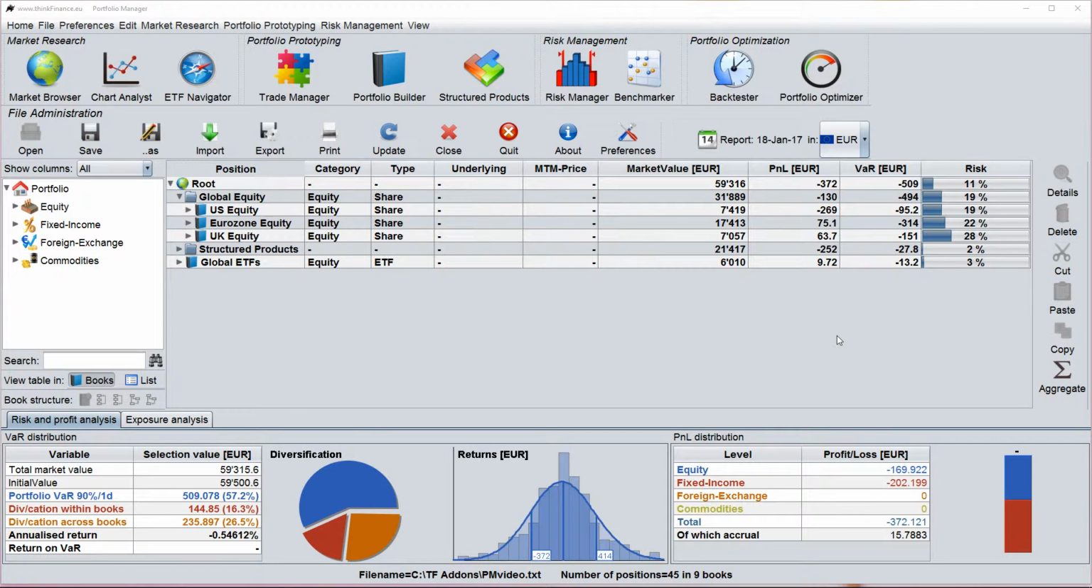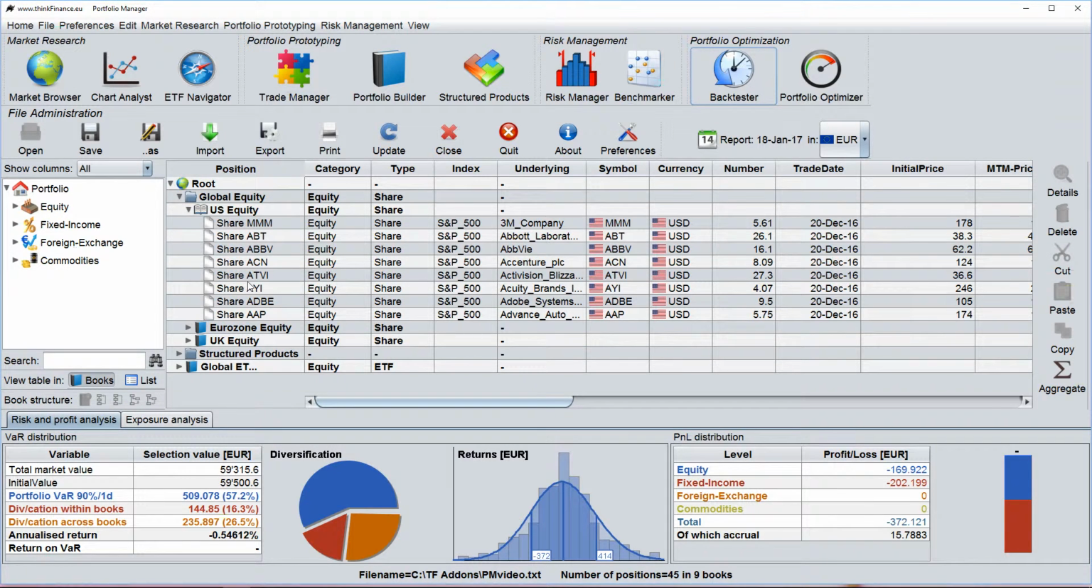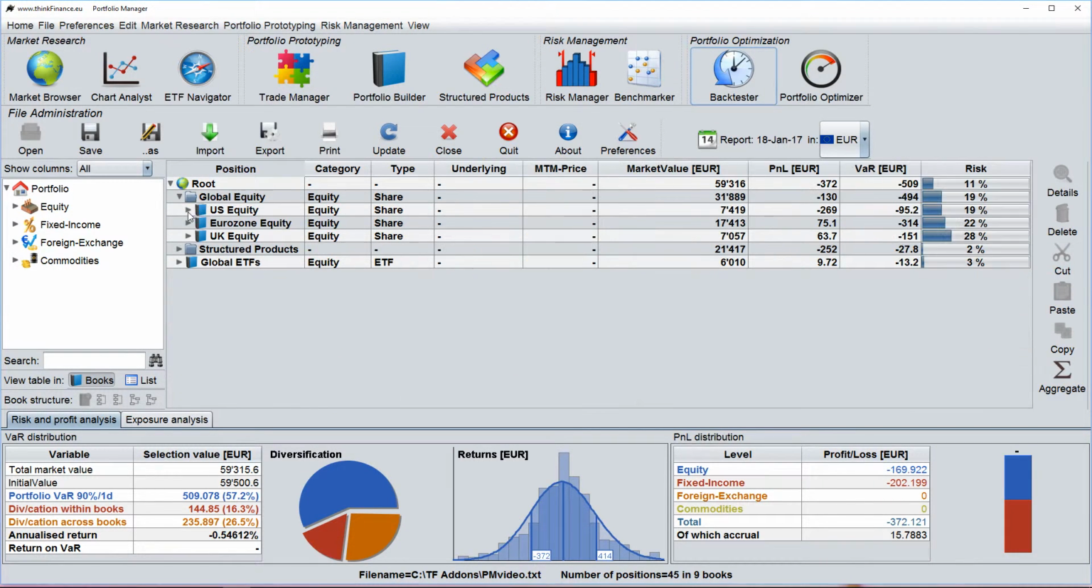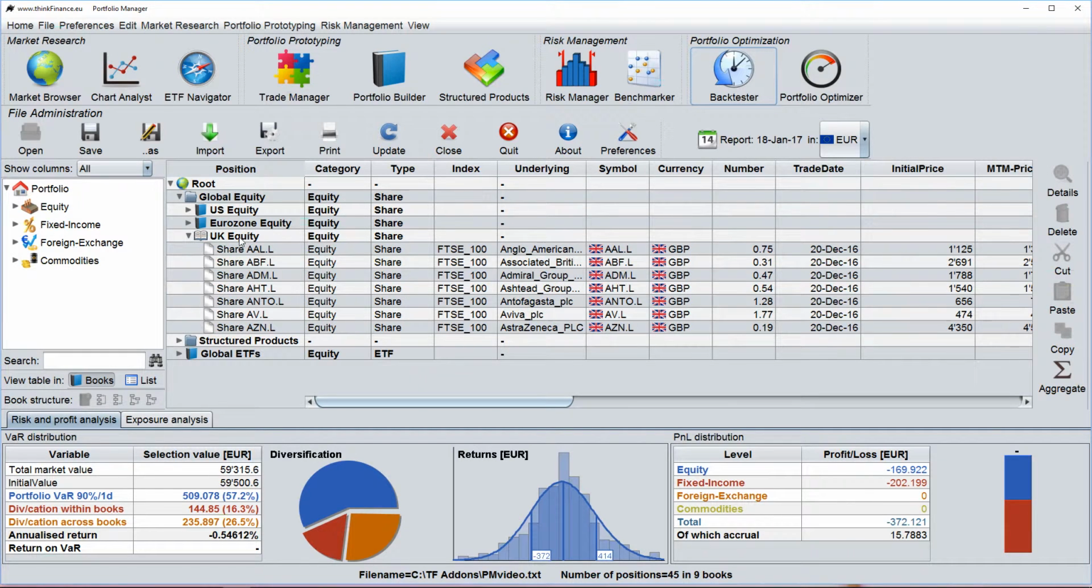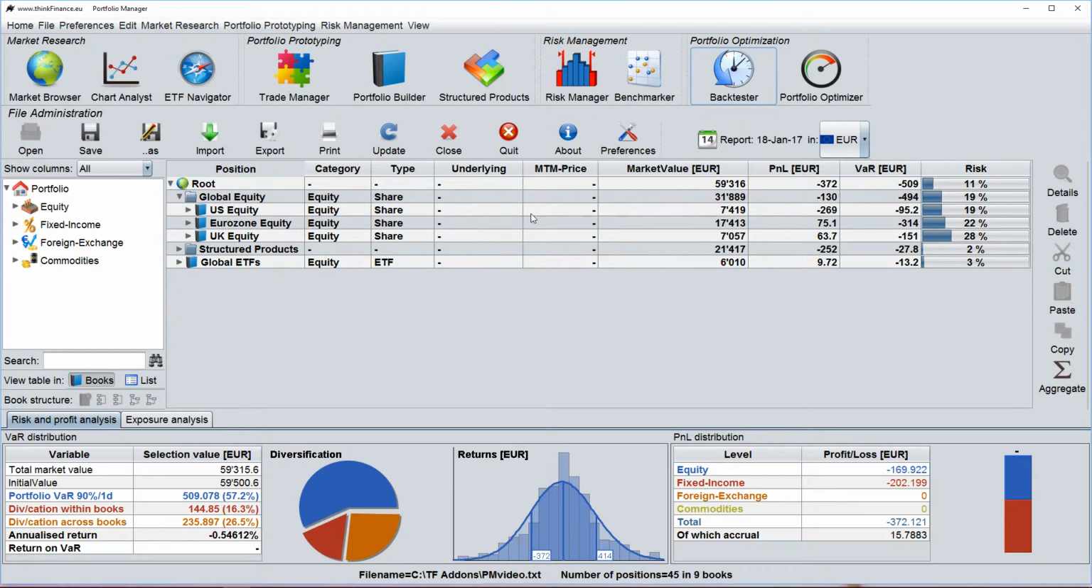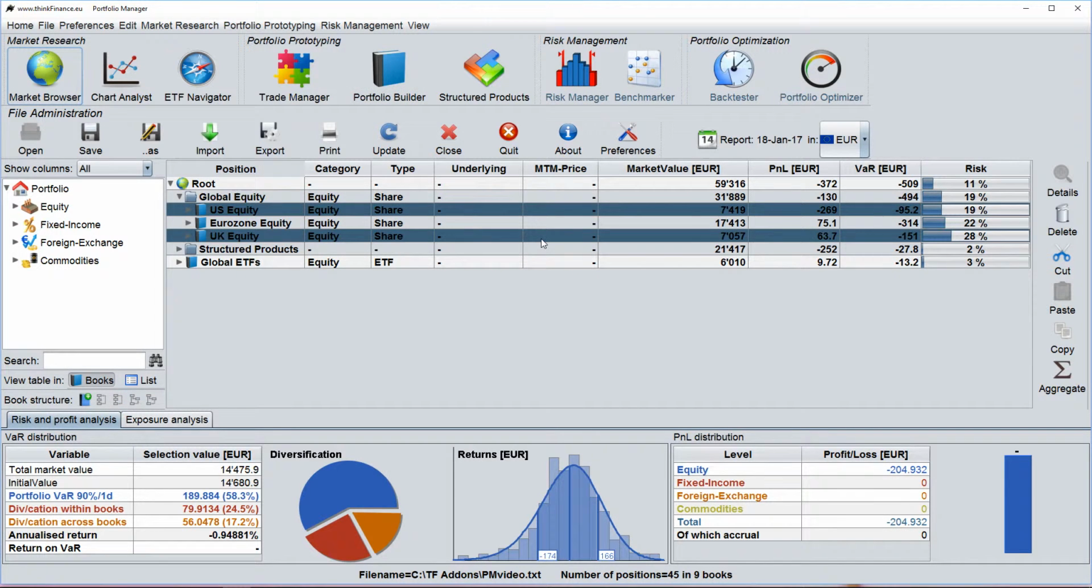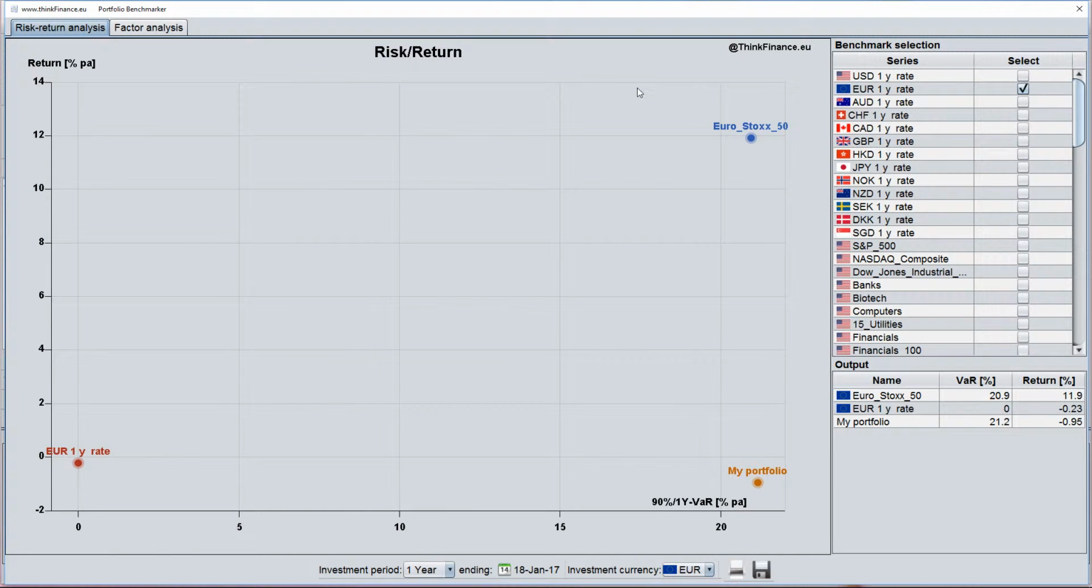Hello everyone. I would like to give you a brief introduction to the thinkFinance benchmarker, which is this function here in the main window. So let's do an example. Let's assume I want to benchmark two books in my portfolio, the US equity book, which contains a couple of US shares, and the UK equity book, which contains a couple of UK shares. So what I'm doing is I'm highlighting these two books in my main window and I'm opening the benchmarker.